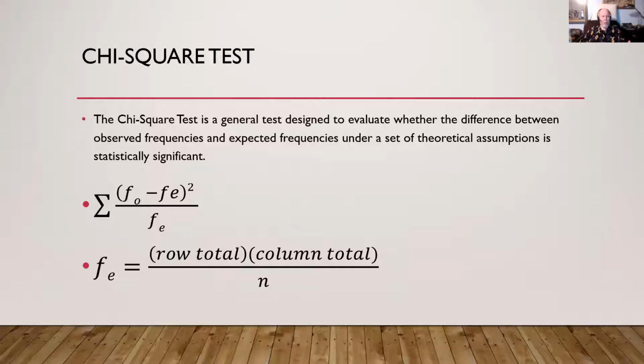Now, the expected frequency for a table is easy to calculate. It's the row total times the column total divided by the number of observations in the table. So for each cell, we're going to calculate the row total and the column total. We're going to multiply those two things. And for that cell, we're then going to divide it by the N of the table. N means just the number of observations. And that will give us the expected value for the frequency.